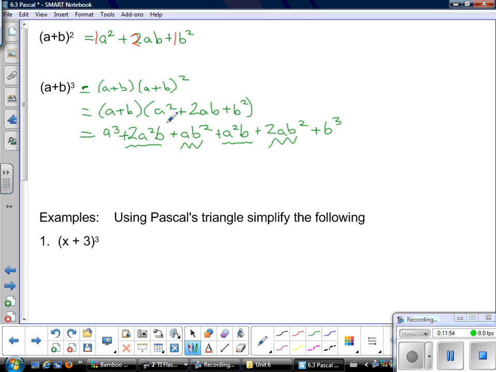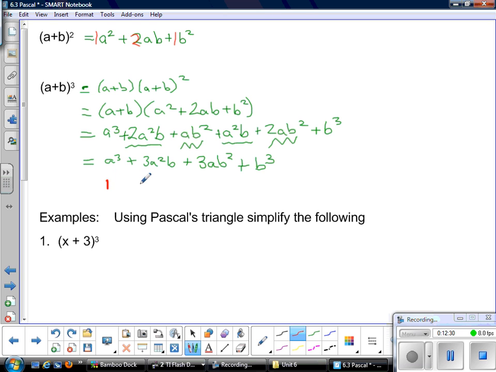So if we match them up, we have a cubed plus 2 and 1, so we have plus 3a squared b. And then with our jagged line ones, we have another 3ab squared. And then we have our b cubed. Remember, we were after the coefficients. I'll write them here: 1, 3, 3, 1.